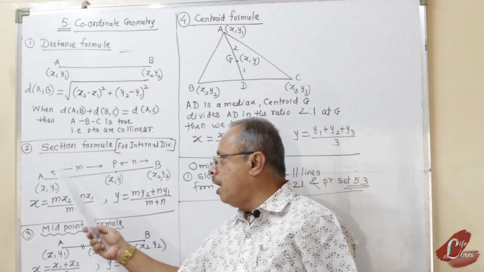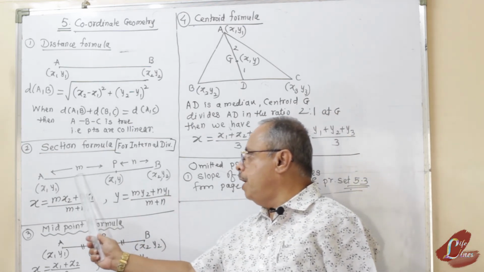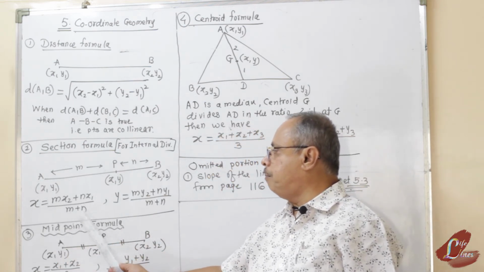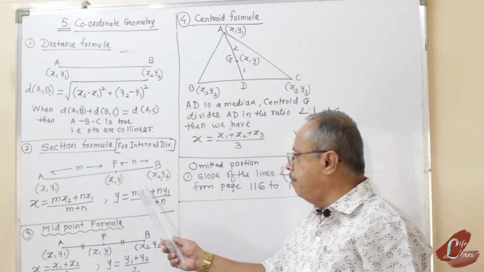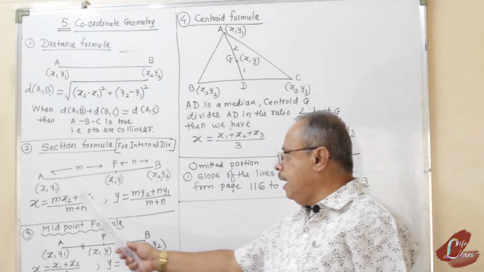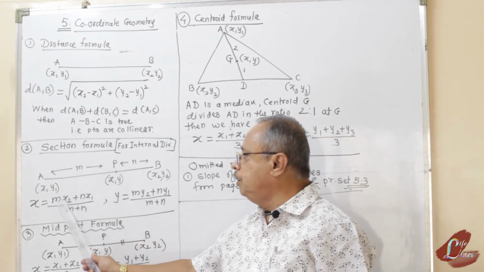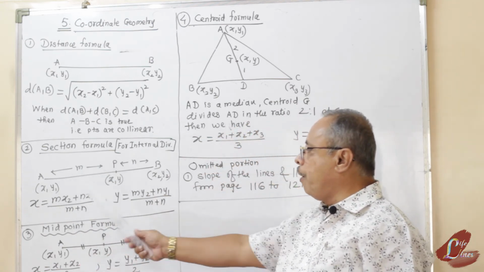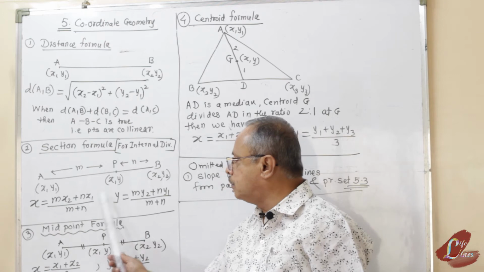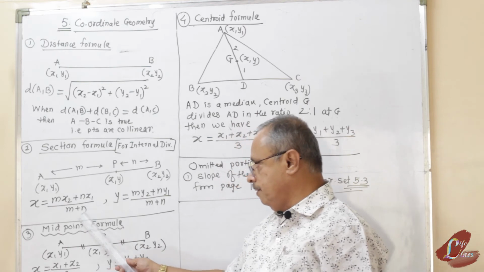In the section formula, if P divides AB internally in the ratio m is to n, then x is equal to (m x2 plus n x1) upon (m plus n), and y is equal to (m y2 plus n y1) upon (m plus n). Here m and n are the ratios, they are always positive. So while substituting the values of the coordinates of the points (x1, y1) and (x2, y2), we have to make a bracket of x2, x1, y2, y1 only, because m and n are always positive.